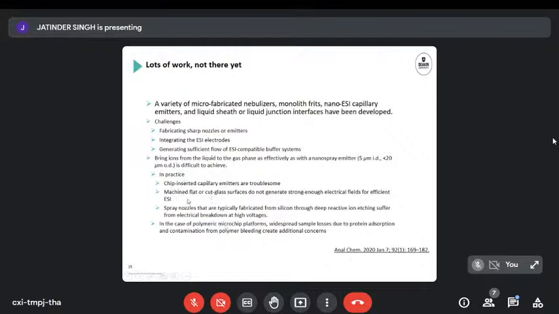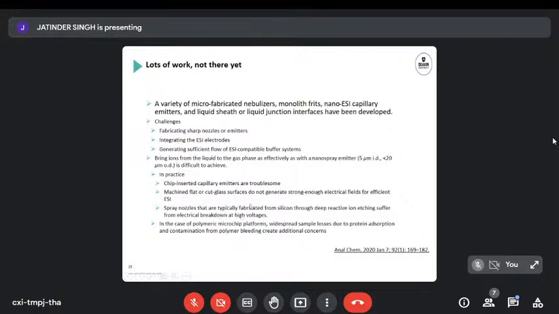There are still some problems if you've got machined flats or cut glass surfaces. So you've got a microchannel in your chip with your two reservoirs. Can you just use a saw to open up your chip so that your channel is pretty much at a flat edge? Hard, again, to then have an electric field that's strong enough to create our electrospray interface.